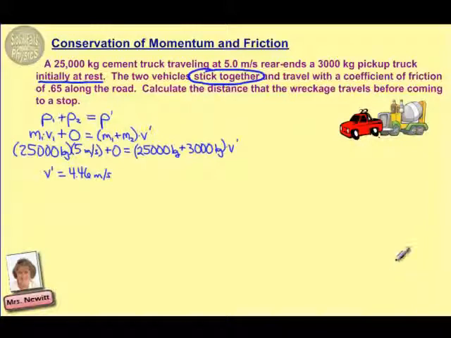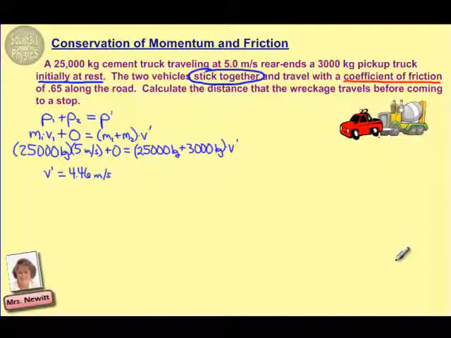Now that we have the velocity of the two, now is where we need to start looking at how that coefficient of friction is going to work into this. And again, these are good problems for review, because remember that the easiest way to work the coefficient of friction into a motion problem is by considering the work that will be done by friction.